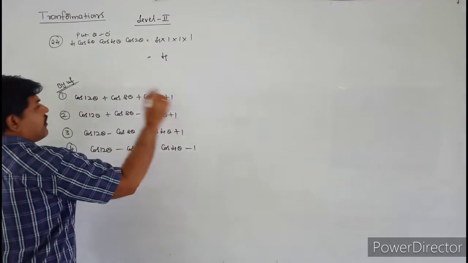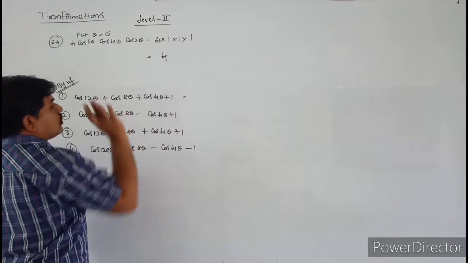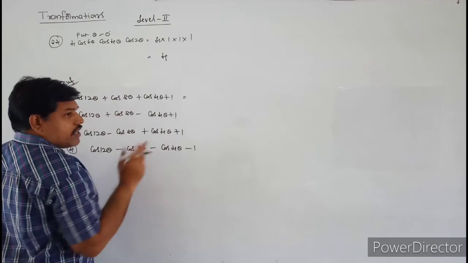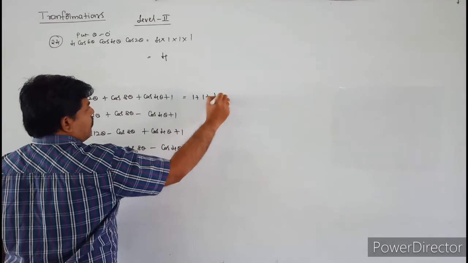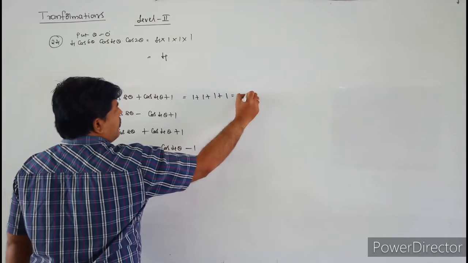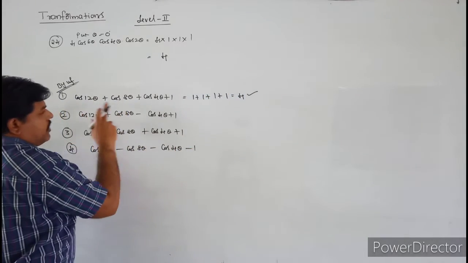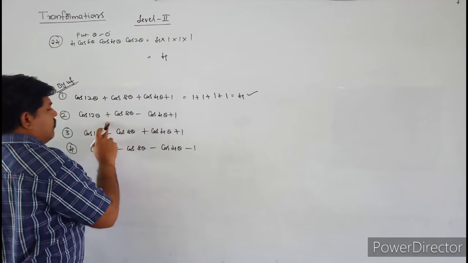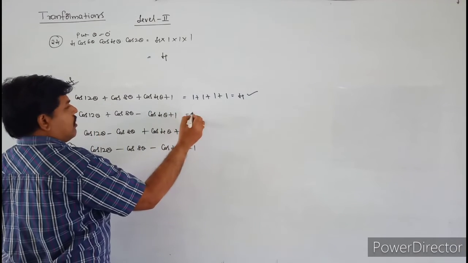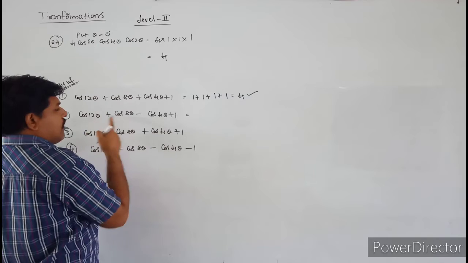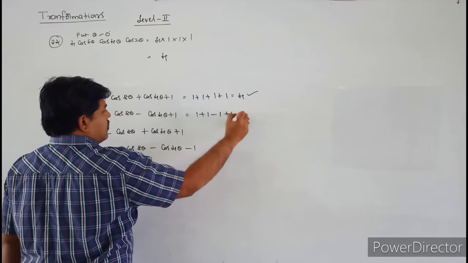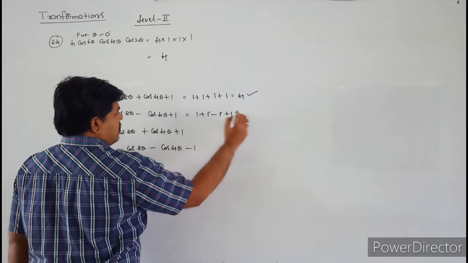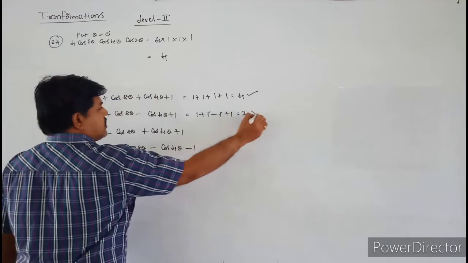By verification, I will substitute theta equal to 0 degrees in the first option. Cos 0 is 1. So what happens? 1 plus 1 plus 1 plus 1 is equal to 4. Maybe it is the answer. Next you will substitute the value here. Cos 0 is 1. So 1 plus 1 minus 1 plus 1. The minus 1 and plus 1 will be cancelled. It will become 2. So it is not the answer.